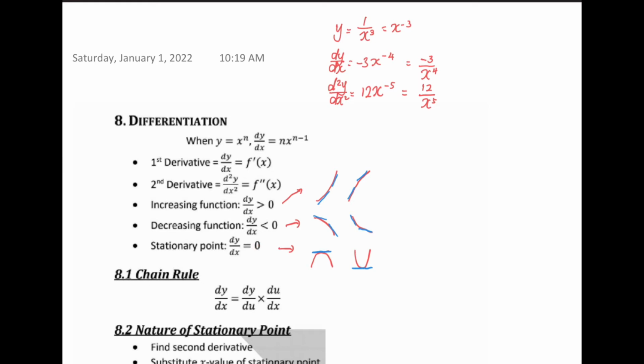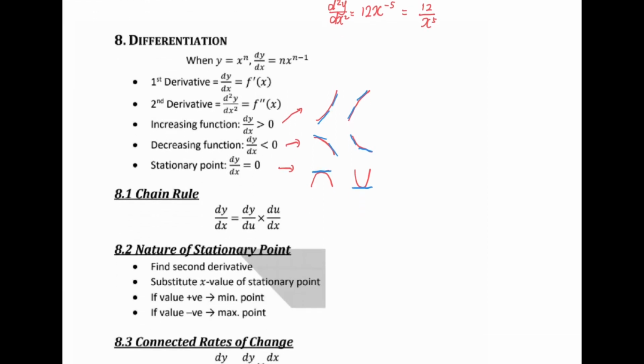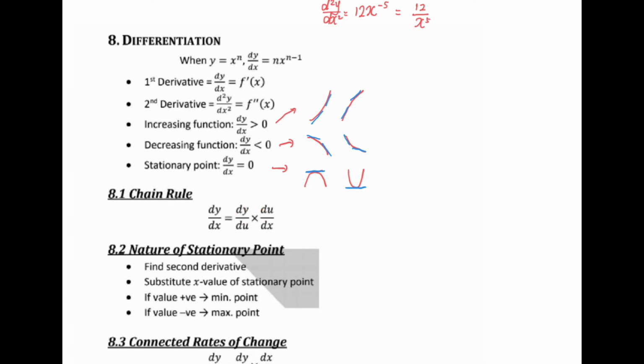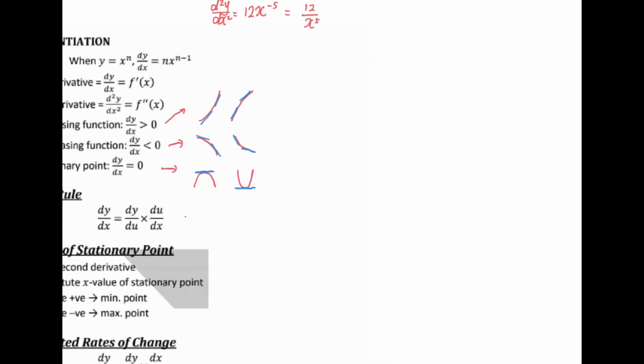Okay, so now we look at 8.1. 8.1 is the chain rule. For chain rule, we have dy/dx equals dy/du times du/dx. So how to use this chain rule? Let's say one example, applying chain rule.